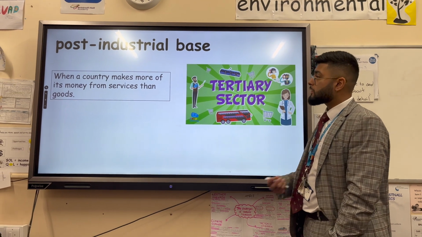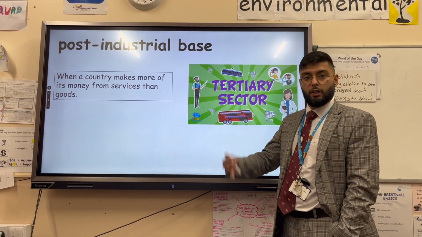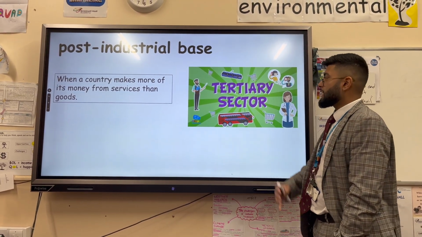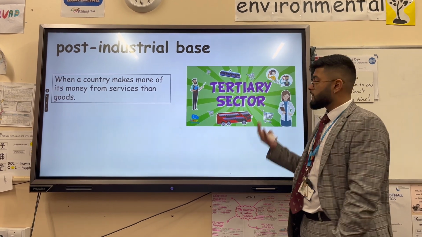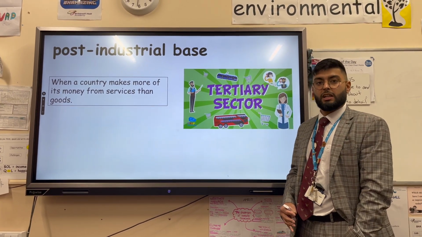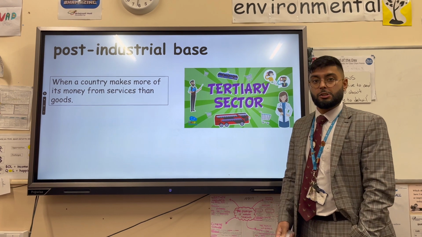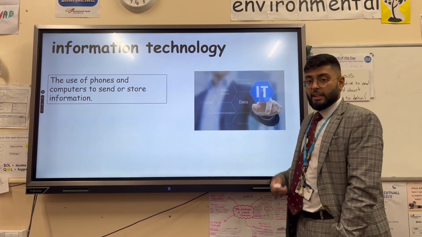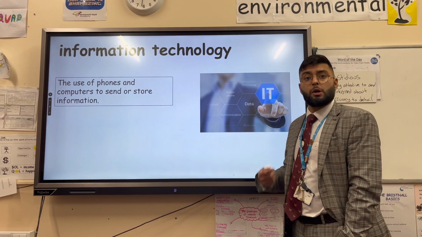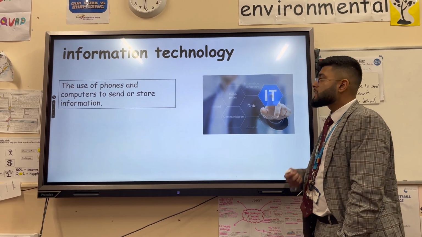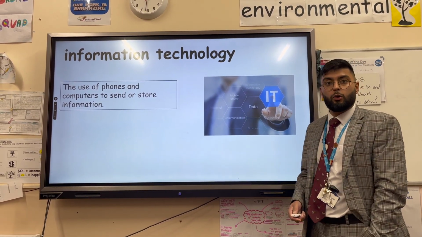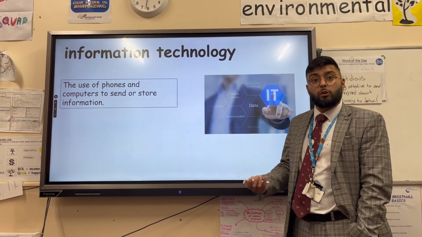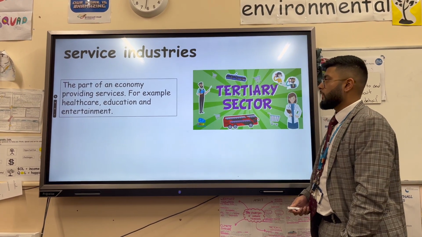A post-industrial base, so post means after, industrial meaning factories. That's when a country makes more of its money in the tertiary sector, the service sector, after its industrial revolution has ended. Information technology is the increasing use of computers, but also in the modern day, phones and technology to send or store information, and the UK is a world leader in information technology.